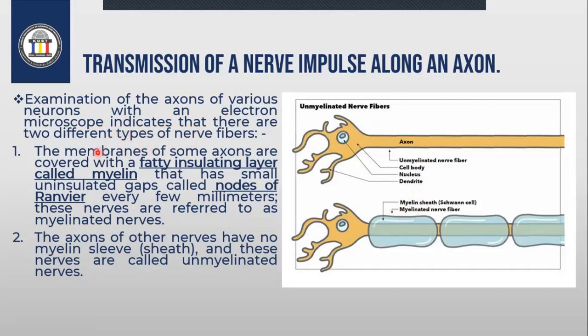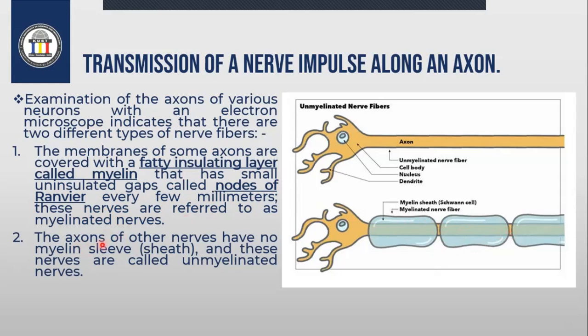The first is that the membranes of some axons are covered with a fatty insulating layer called the myelin. So this fatty covering layer is named myelin. It has small uninsulated gaps called nodes of Ranvier, every few millimeters. So there is a small space between them, and we name it nodes of Ranvier. These nerves are referred to as myelinated nerves. So myelinated nerves have a myelin sheath, which covers them, and we have a space between the sheaths, named the nodes of Ranvier.